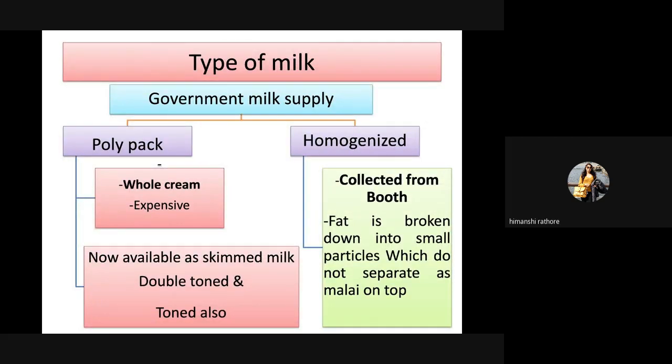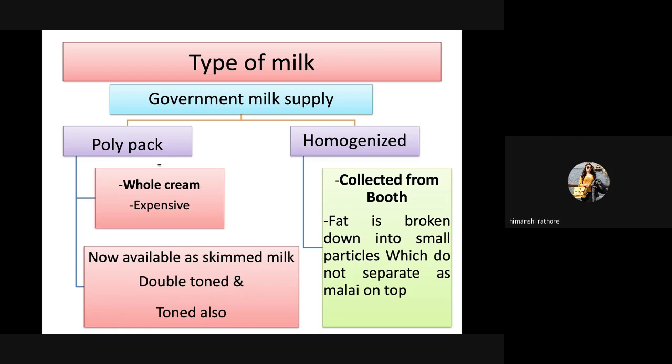Then there are different types of milk available in the market. There is polypack milk available, and homogenized milk is also available. Polypack milk comes in four different types. Whole cream, which is also called full cream, is the expensive milk because it contains 6% of fat. They are being packed as such. It is coming from the cow and buffalo, and there is no removal of the fat layer.